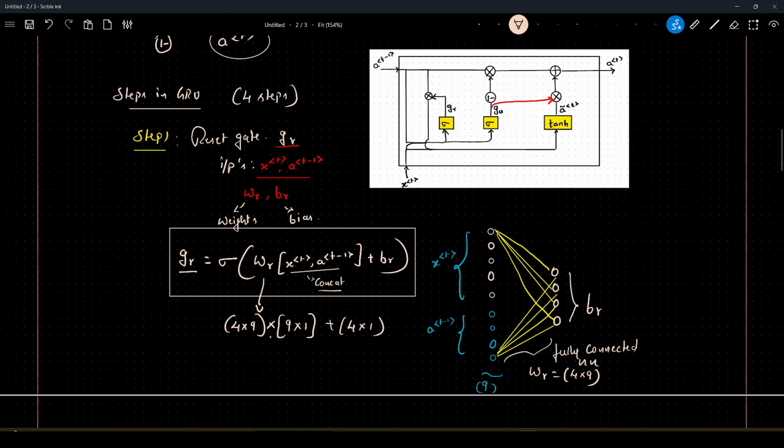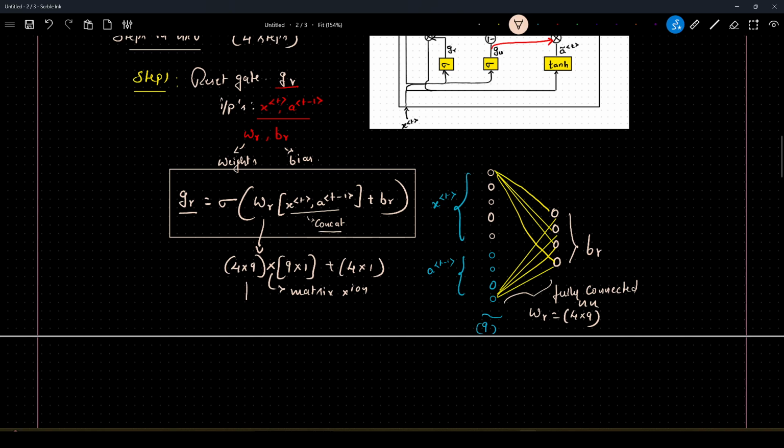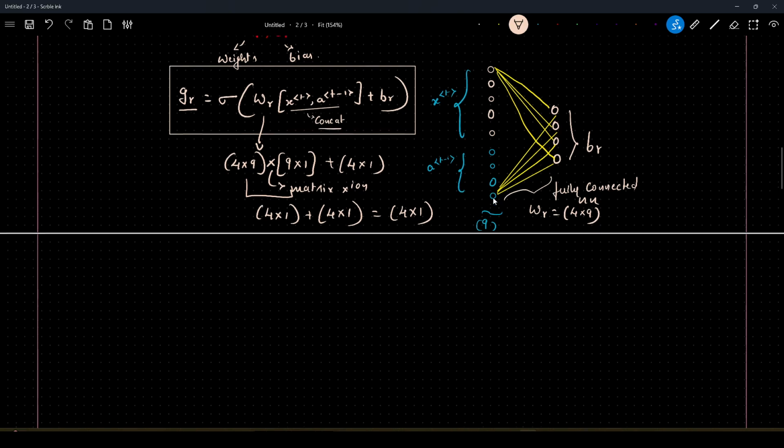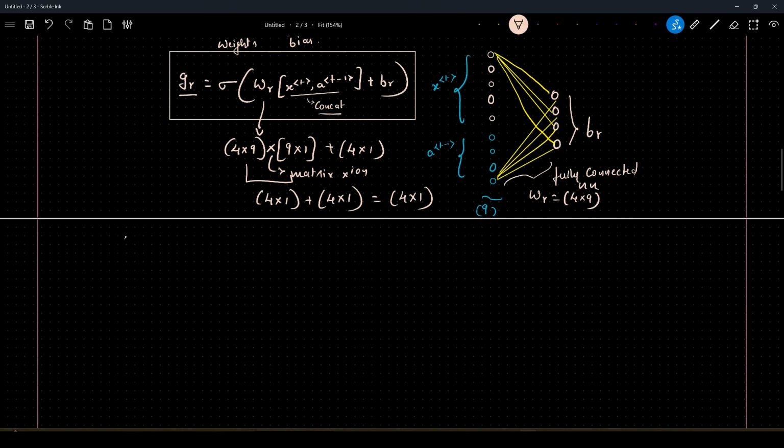Now this thing here is matrix multiplication. Since we are doing matrix multiplication, the resulting output of these two things will be 4 cross 1, plus we are adding another vector to this 4 cross 1 vector. So the resulting output, that is GR, will be of dimension 4 cross 1. Okay, fine. Now we are done with the reset gate or relevance gate. Now let's go to step 2.